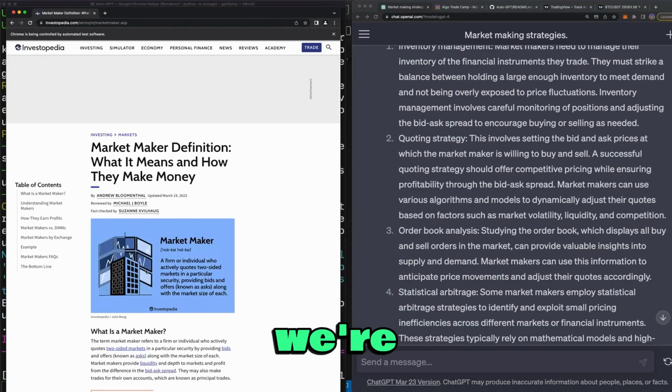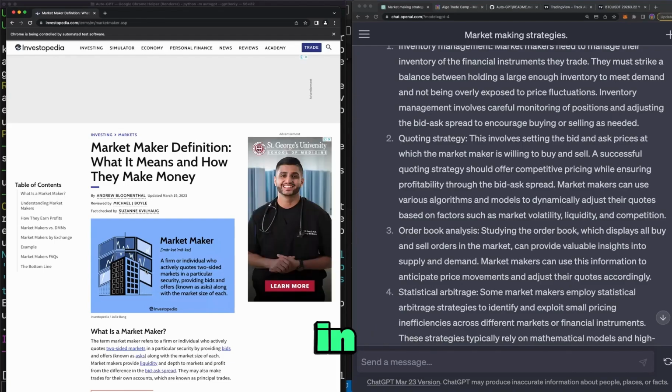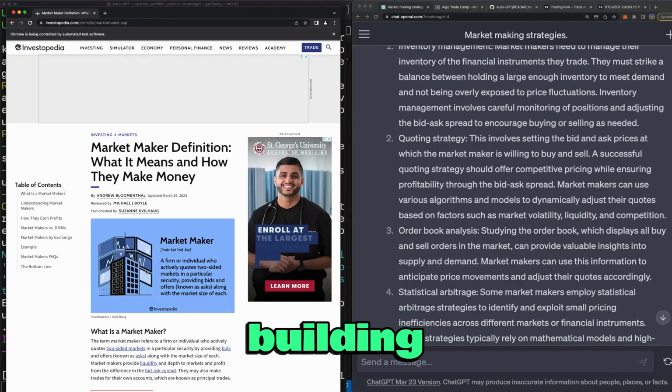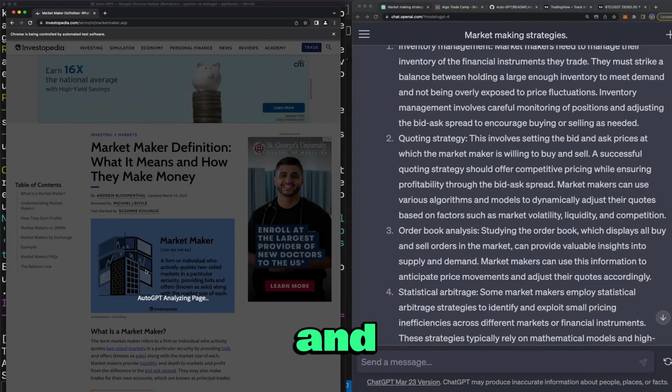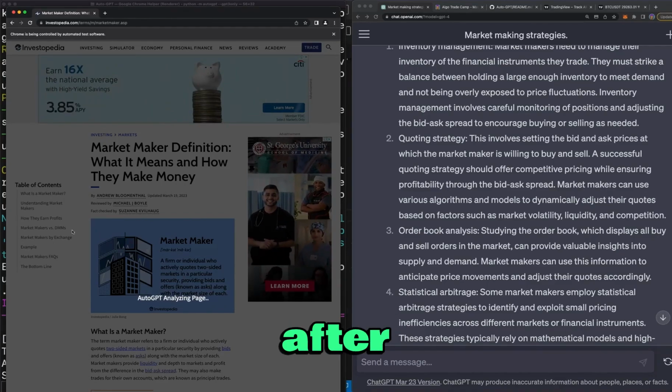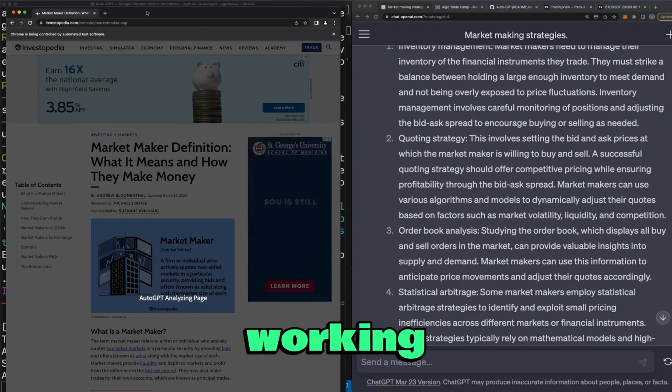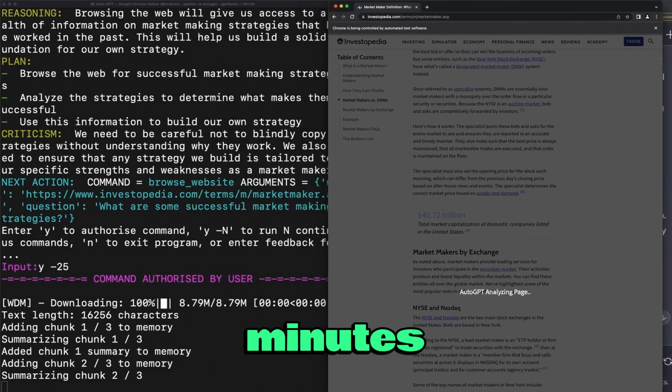And then from here, we're gonna go ahead and actually build out a bit of a market maker or some tools that I wanna use in a market maker. I've been building a lot here on this channel actually. And we're gonna build those tools out and after this, or actually while it's working. So let's watch it for a few minutes and just see.